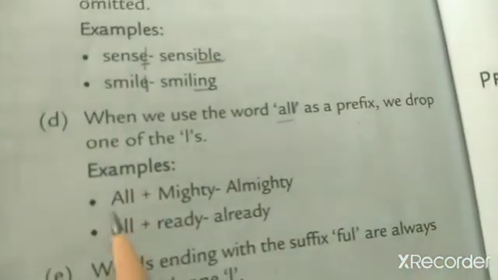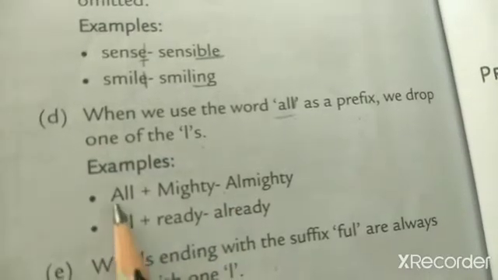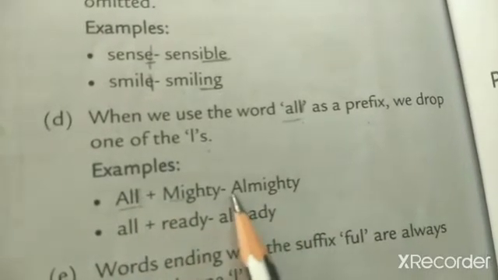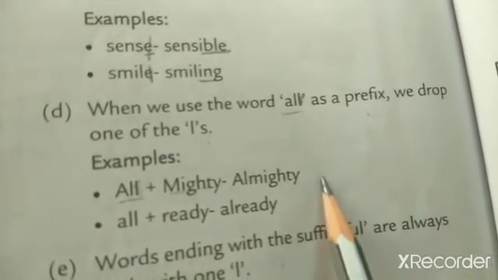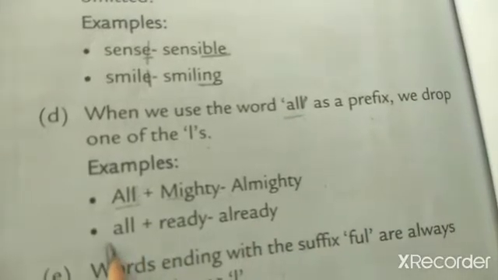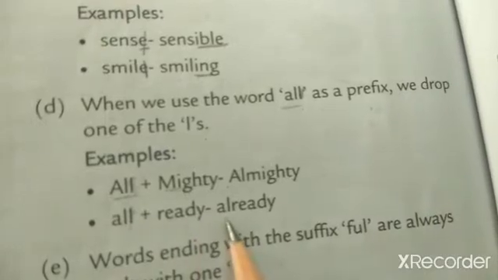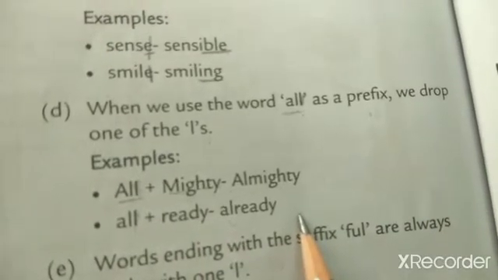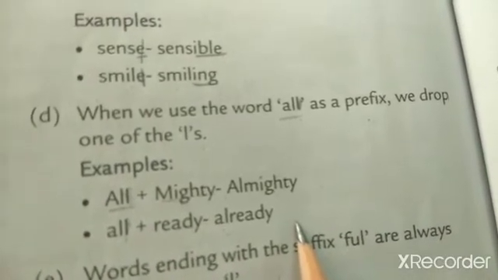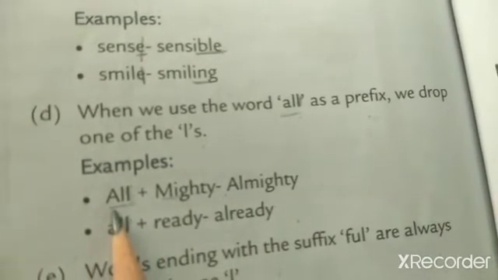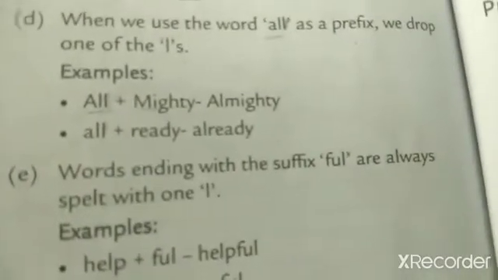See the example, all plus mighty. All is there, mighty is there. Now to make a new word, we will drop this L from here and it becomes almighty. Okay, see the next example, all plus ready. Again here one L will be removed and we will write already. So when we add all as a prefix to a word to make a new word, we remove one L from it.